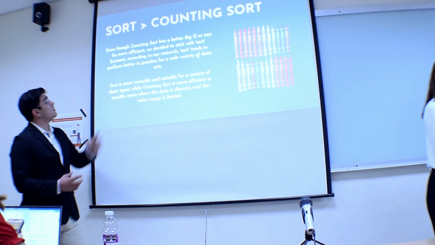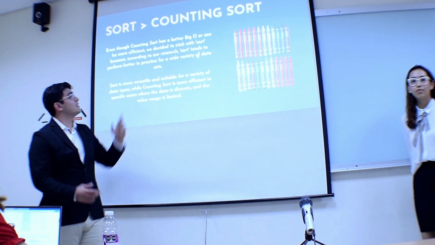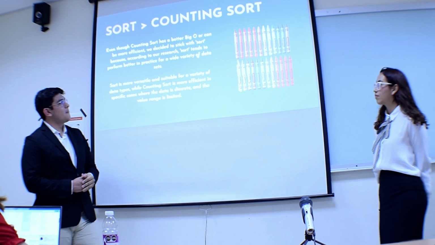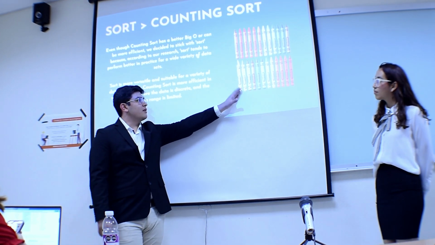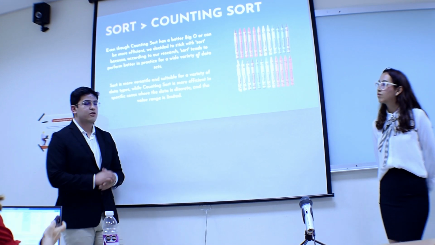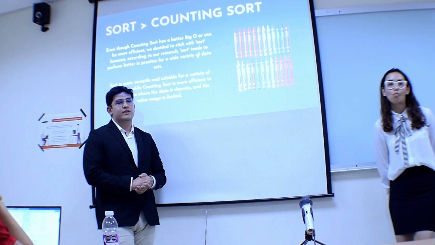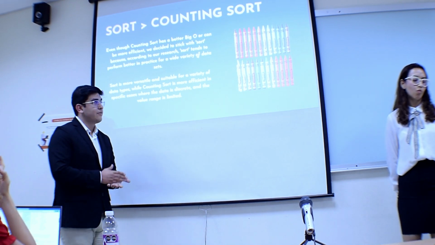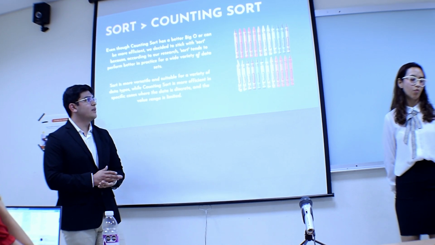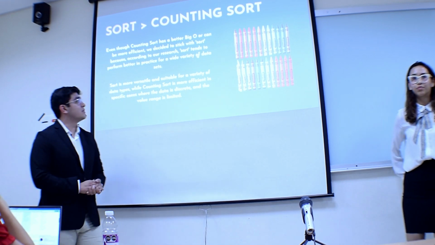So here is why we stick with the other sort, even when counting sort has a better big O. First, we explain counting sort with these crayons. For example, you have a big list of crayons. Let's say 1,000. So you have 500 red crayons, 1,100 blue crayons, and some variety of colors and numbers.